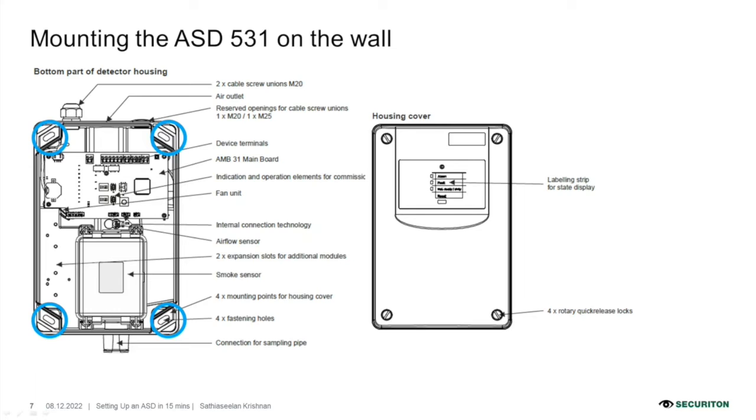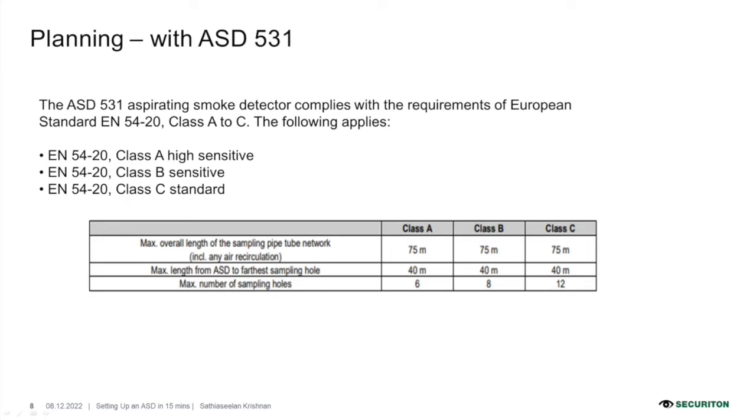So with that note, let's go into the planning itself. And before you start any installation, you have to make sure that you follow certain standards. So here, as you know, from Securiton, all our products are certified under EN or VdS approved. Under the EN 54-20, we have norms according to EN classes A, B, and C, which are the high sensitive standards.